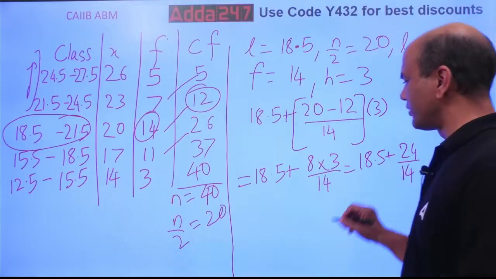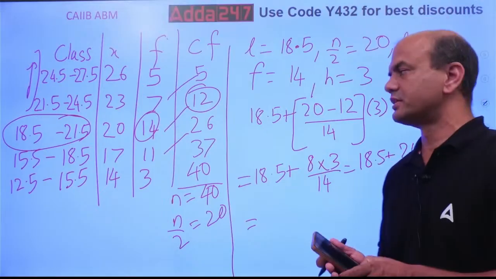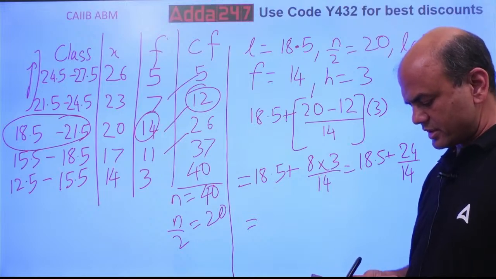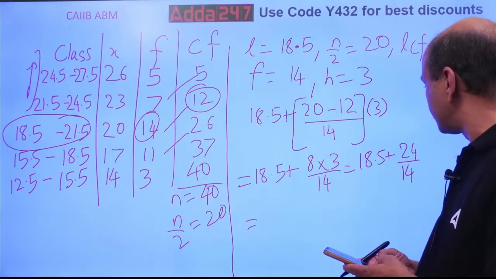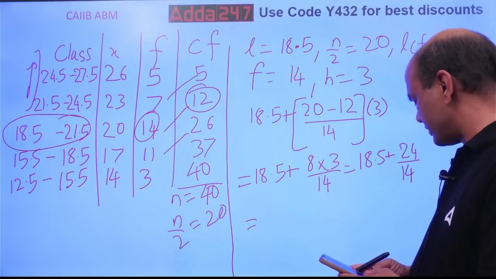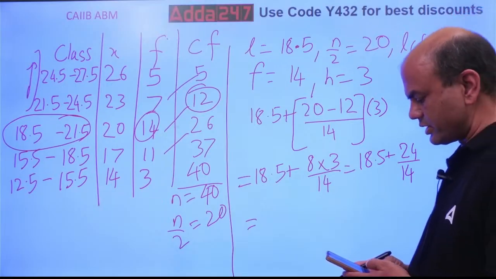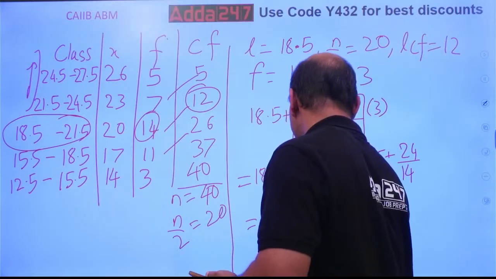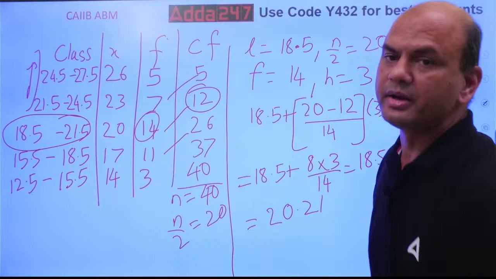So what is the answer you are getting, everyone? Do it on the calculator. Let me also try. 18.5 plus 24 divided by 14. So it is 20.21. This is your median.